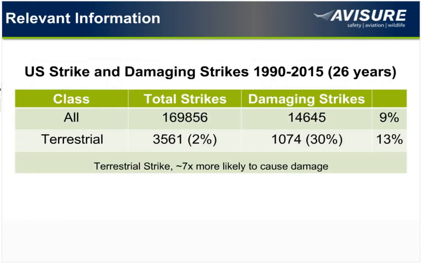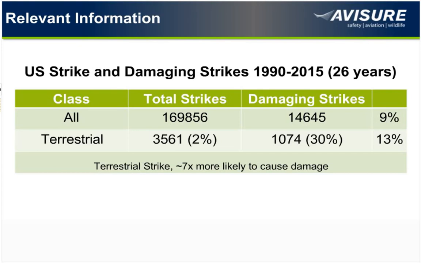So, a bit of relevant information from the court case. We look at U.S. strike data and damaging strikes specifically, and we can see that of total strikes, 2% were terrestrial strikes. Now, that in and of itself doesn't sound like a very large number, but 30% of terrestrial strikes are damaging.